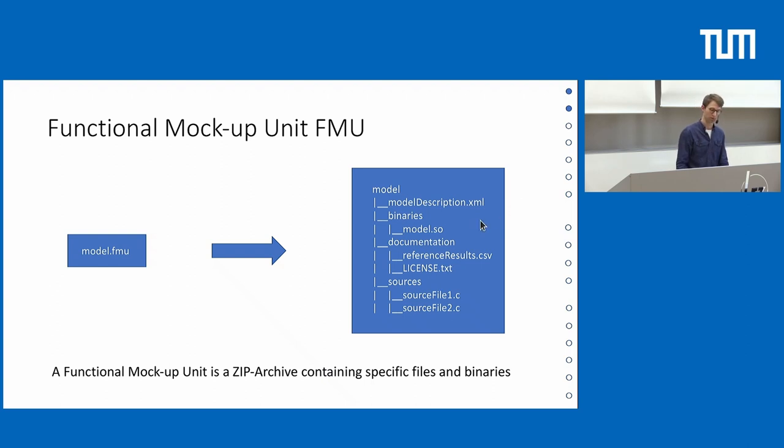You will always get binaries, on Linux in the form of shared objects, on other systems as dynamic libraries. And these contain the actual compiled code that you will later run. Furthermore, you may get documentation, so for example, reference data or licenses, and you may get the source code as well. But this is not mandatory, so you can also ship your code without the source code to it.